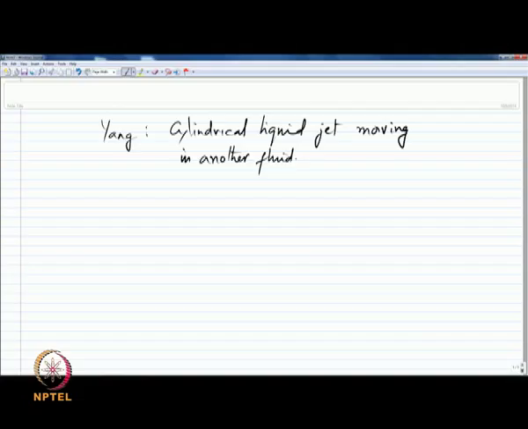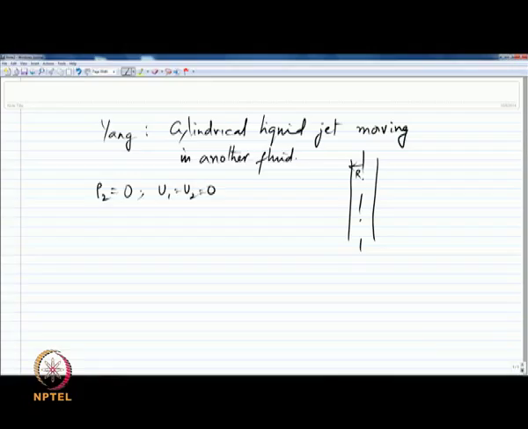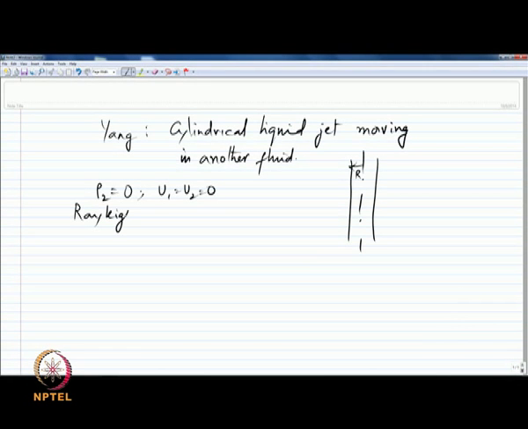Now, we will simplify that case to where rho 2 is 0 and both u 1 and u 2 are 0. So, essentially we are looking at an infinite cylindrical column of liquid of radius r suspended in an ambient environment of density 0. That is essentially the case, and this reduces to the original pioneering work of Rayleigh.